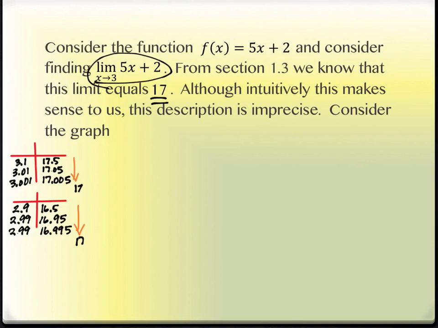So this is the process. We can actually look at section 1.3. We haven't gotten there yet, and there's another way we can calculate this as well. But from section 1.2 that we're in, from a table, we can see our limit 17. Okay, so I want us to consider the graph next.